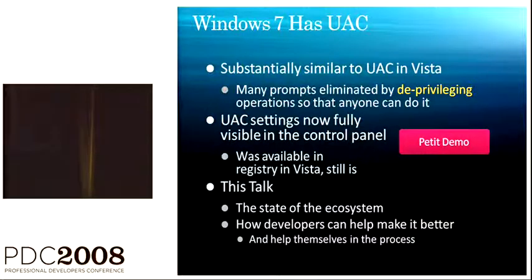Windows 7 has UAC, as Stephen showed us this morning. Anybody not see the keynote this morning? A few. So I'm not going to bother with the petite demo. That amounts to showing you the slider. So the good thing for users is that the UAC setting is now easily accessible to you. So as a dev for your personal machine, you no longer have to turn UAC off to get your work done. You can just use the slider.